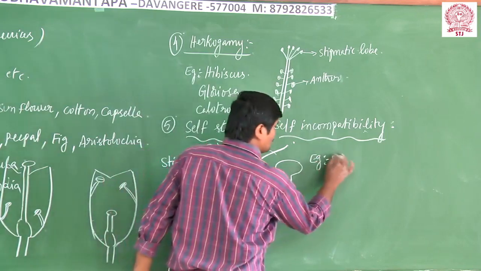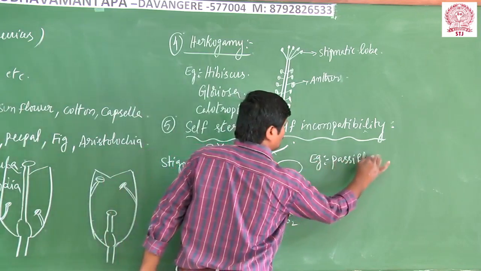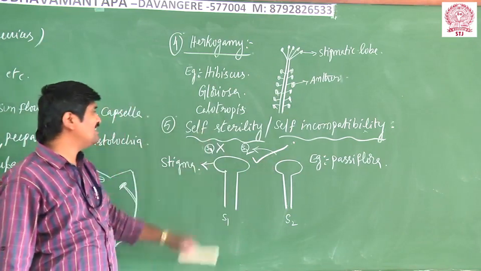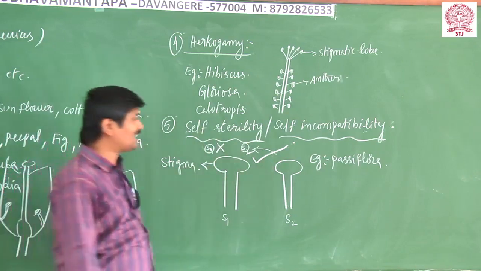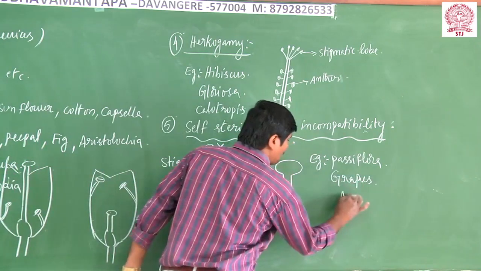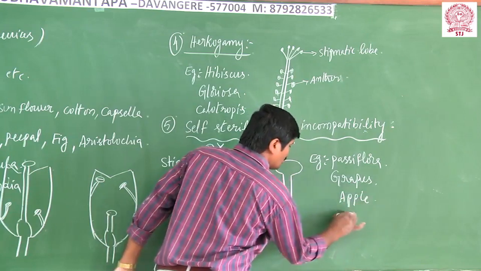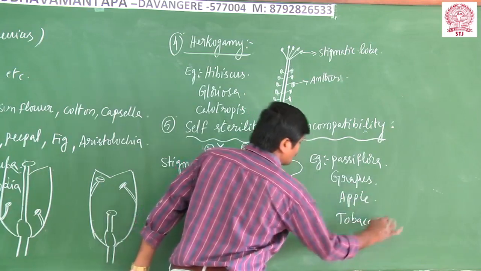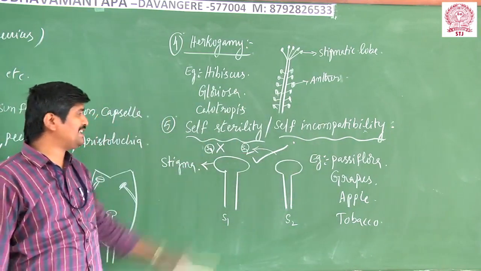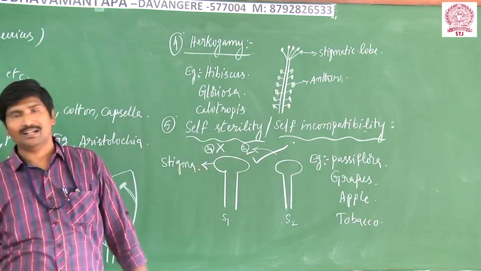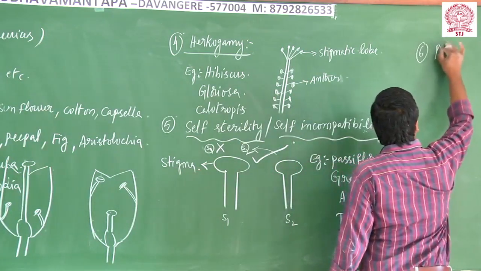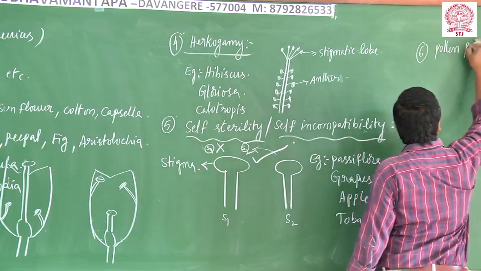Example: Passiflora. Passiflora is one of the examples for self-sterility or self-incompatibility. Grapes, apple, tobacco. These are all good examples for self-sterility or self-incompatibility. Another one, pollen-free potency.